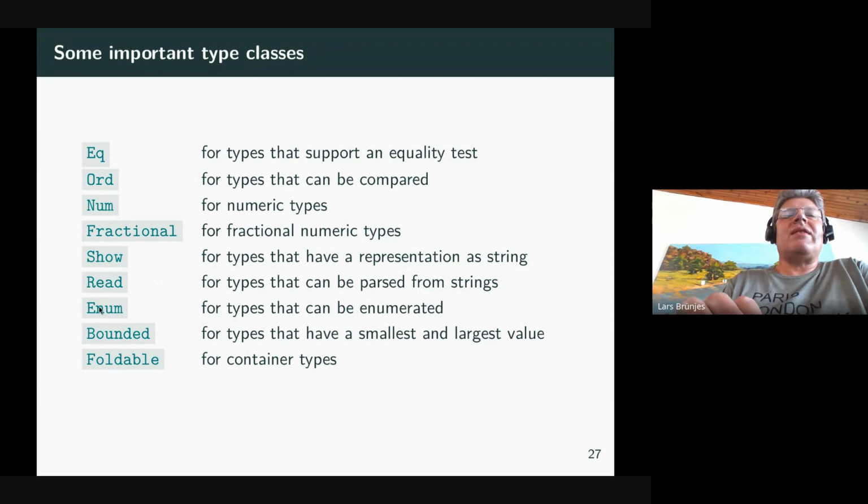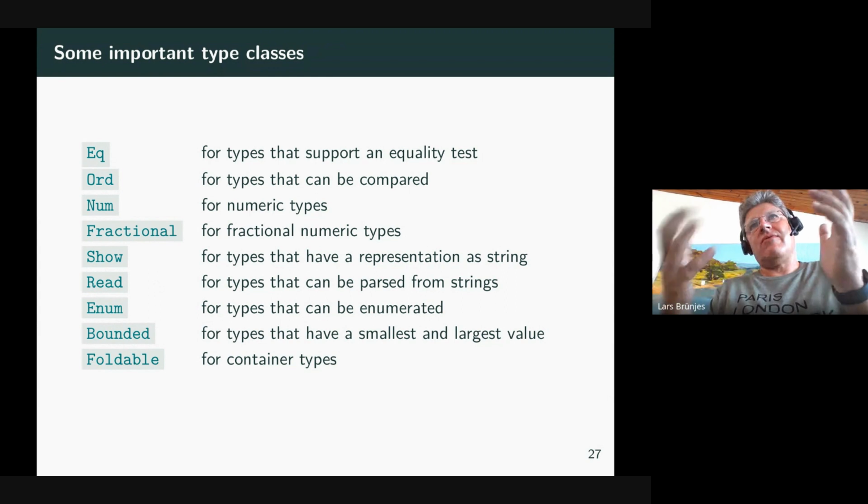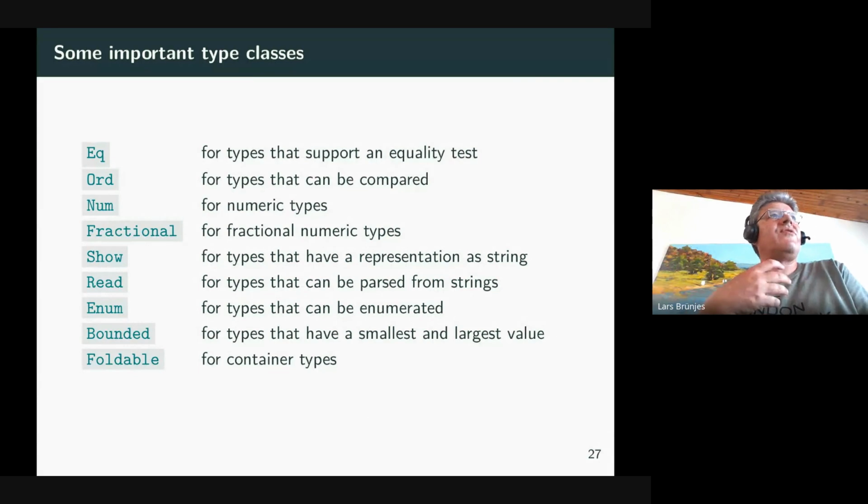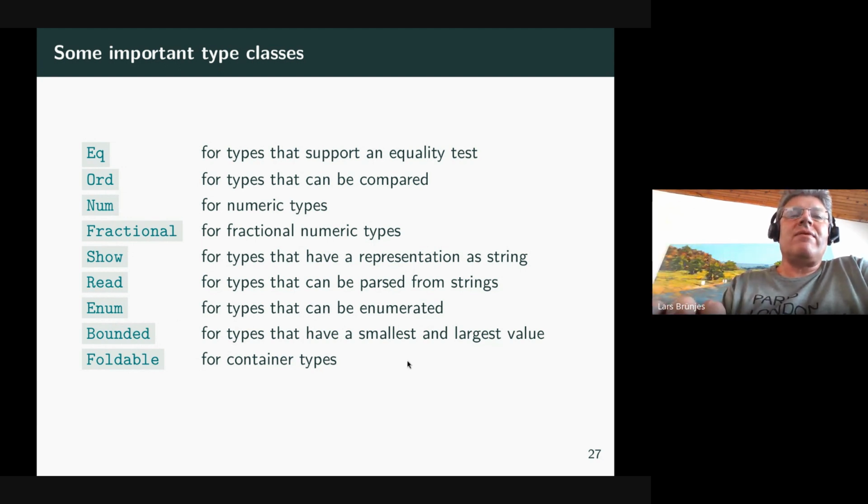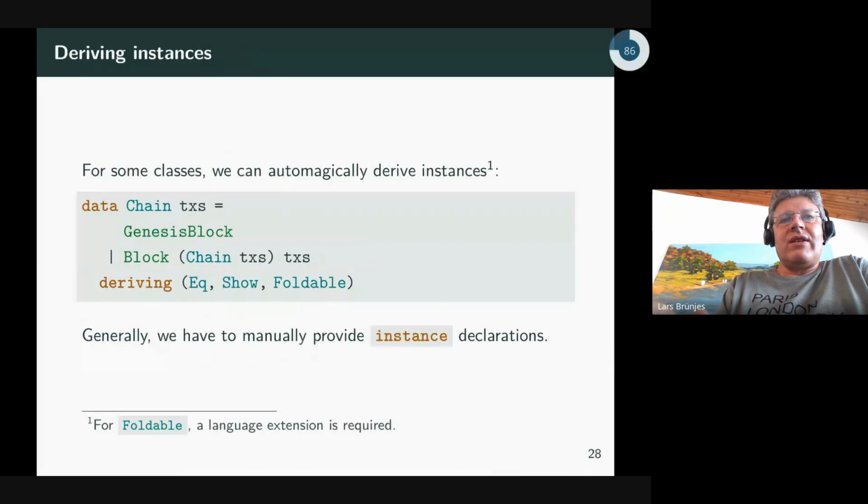Enum is for types that are enumerated, basically an enumeration of finitely many things. A typical example is Bool. Bool only has these 2 values, True and False, so that's an element of the Enum class. But it doesn't have to be finite, it works for integers also. It basically means you can list them one after the other; they come in a well-defined order. Bounded means the smallest and the largest value, and Foldable we saw is for container types. So you don't have to remember any of that. It's just that you have seen this already. Let's do this last slide and then we can have a break.